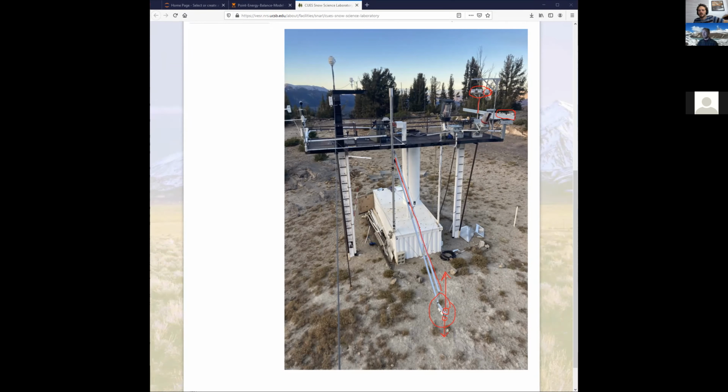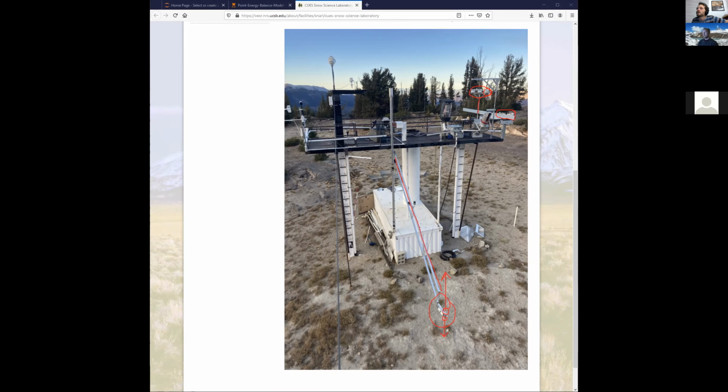And then for the outgoing long wave radiation of the snowpack, we actually don't measure that directly. In the lab, we're going to show how if you know the temperature of the snow, which we measure independently with a laser beam, we can use that information to estimate the long wave emission of the snowpack. Because the amount of long wave radiation that a surface emits is directly proportional to the temperature of that surface.